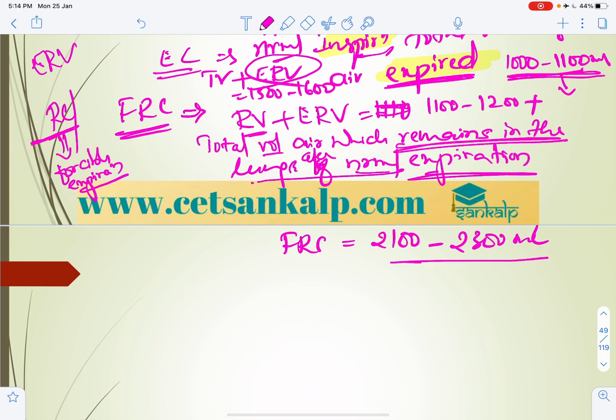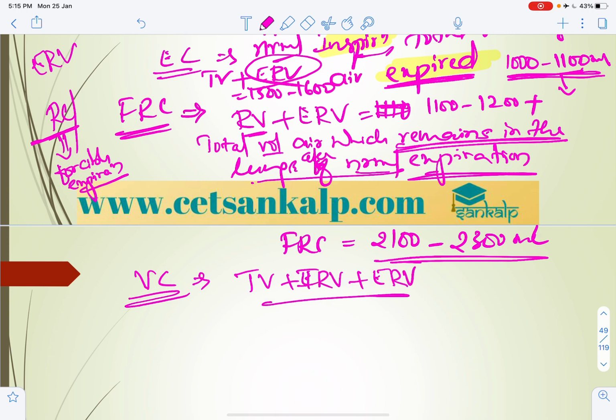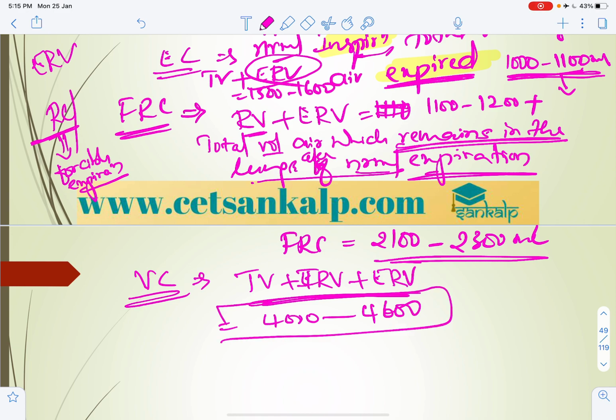Make sure you keep these in mind, they are very important. And the last one is vital capacity, which includes tidal volume plus IRV plus ERV. If you calculate that, the vital capacity will be around 4000 to 4600 ml. This vital capacity will be more in athletes.